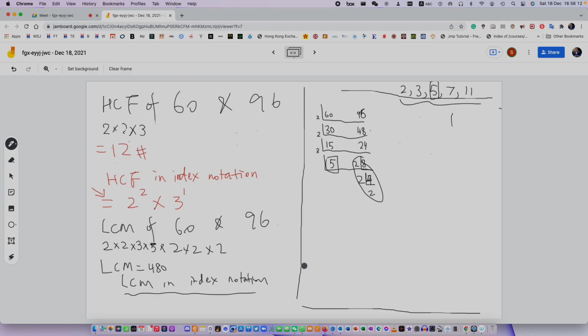Then if they ask you for LCM in index notation, you have 2, you have 3, you have 5, so 2 times 3 times 5. How many 2 you have? 1, 2, 3, 4, 5. How many 3? 1. How many 5? 1. So this is the answer if they ask you for index notation. Are you clear? Okay.